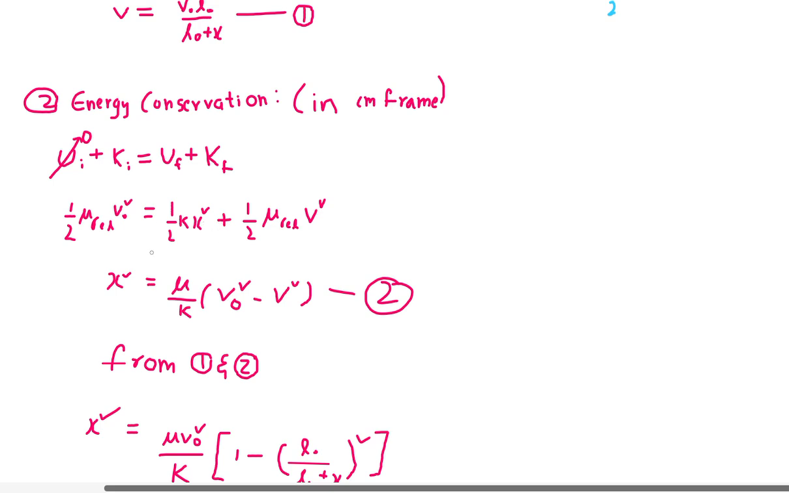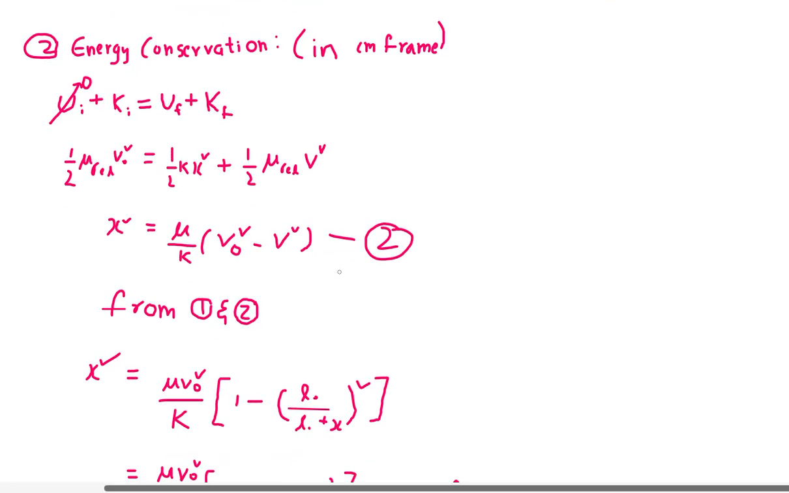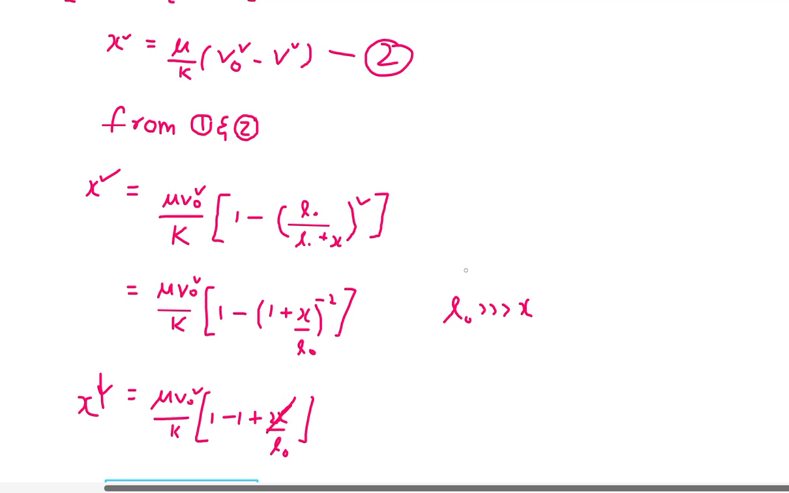So arranging this, we got x square equal to mu by k into (v0 square minus v square). We assume this is equation 2. From 1 and 2 we got x square equal to mu v0 square by k into (1 minus (L0 by (L0 plus x)) whole square). So in the question it is said to use binomial expansion, so I wrote this as numerator and this as denominator, so I got here minus 2.